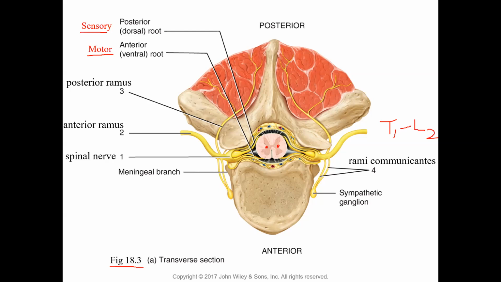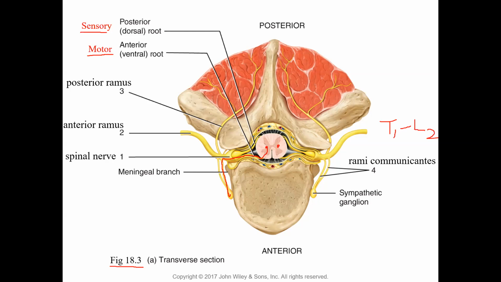All right. So they come out from the lateral horn of the gray matter, through the anterior or motor root, into the spinal nerve, which remember was a mixed nerve, and then it goes through the rami communicans to the sympathetic ganglion. Now these fibers form the white rami communicans.